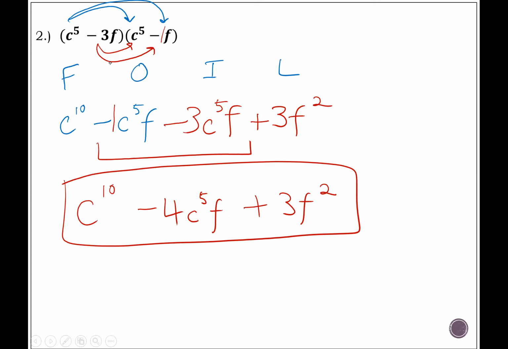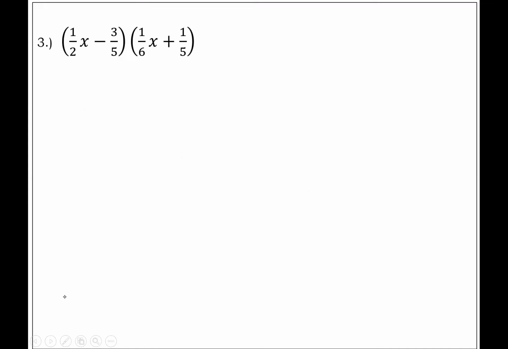So that was a little more complicated. 2 variables, higher exponents, but we still did FOIL, right? So we had binomial times binomial. We had 4 terms, combined those middle terms, and we ended up with 3 terms, a trinomial for our final answer. All right, here's another one. And yes, there's fractions, and that's okay. So let's do it.